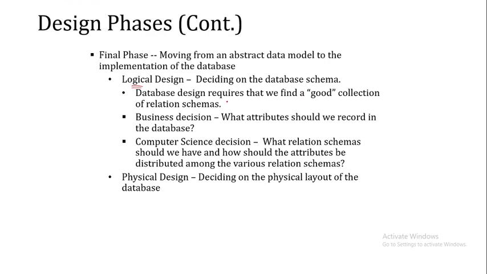Database design requires that we find a good collection of relational schemas. In this process we do two things: business decisions and computer science decisions. What attributes should be recorded in the database has to be decided. In computer science decisions, what relation schemas should we have, and how should the attributes be distributed among various relation schemas? These two questions will be answered when we do the logical design.